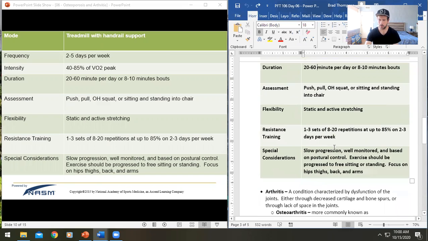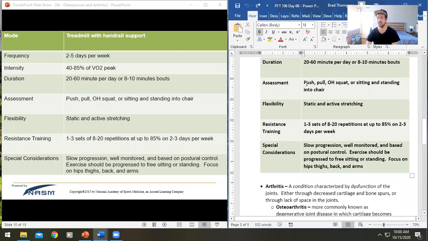20 to 60 minutes per day is where we were. Your assessments: push, pull, overhead squat, sit and stand into a chair. If you have really severe bone density issues, they may not have the balance or the confidence to do squats, so instead we'll have a chair there for support. Flexibility wise, you can do static and active stretches. Just make sure you lose the foam rolling because they have density issues. You don't want to put too much pressure on the bones.